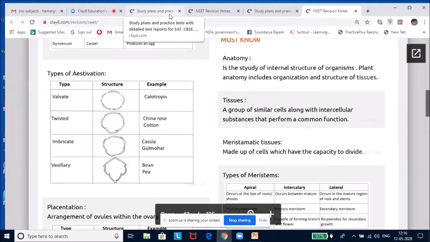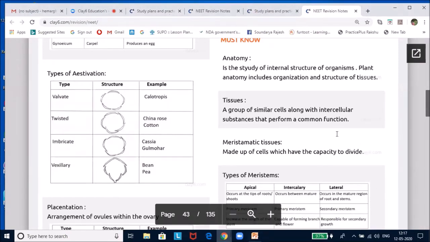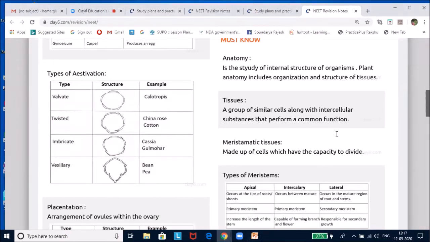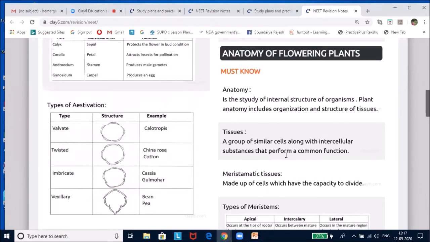apply the concepts, and that is why Clay 6 is now making an earnest attempt to help you gear up to face all the three types of questions. Now today, let me begin with the lesson. I think you're clear with this background of the framework of your NEET exams. Let me start the lesson, Anatomy of Flowering Plants.